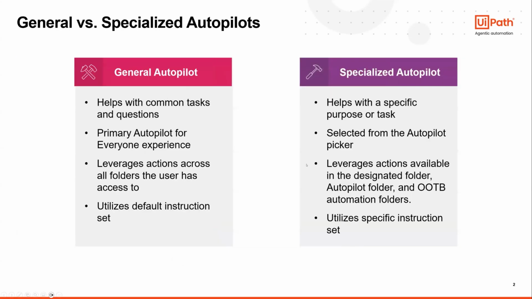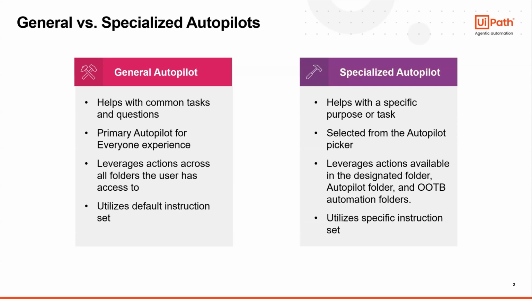Before I jump in, I just want to provide a little context about specialized versus general purpose autopilots. On the left-hand side here, we have our generalized Autopilot for Everyone, which is the Autopilot for Everyone that you've been associated with up until this point. It helps with common tasks and questions. It's your primary Autopilot for Everyone experience across your organization. It leverages actions available to the user across all the folders they have access to, and it utilizes a default instruction set.